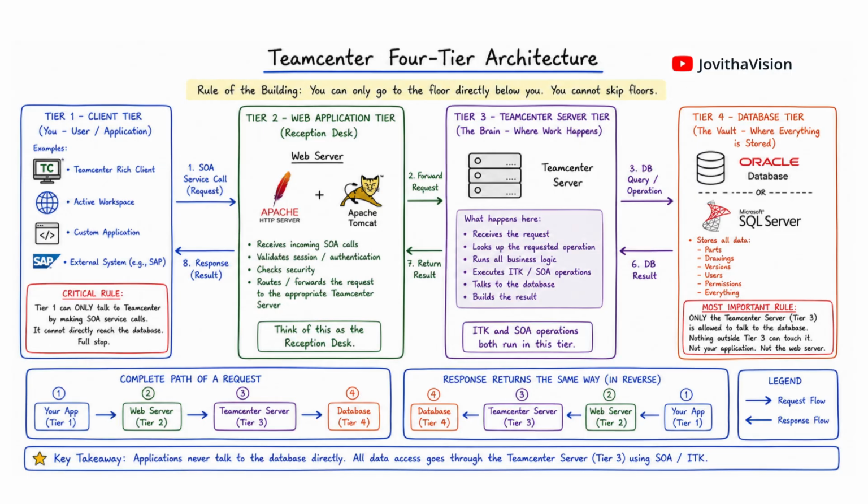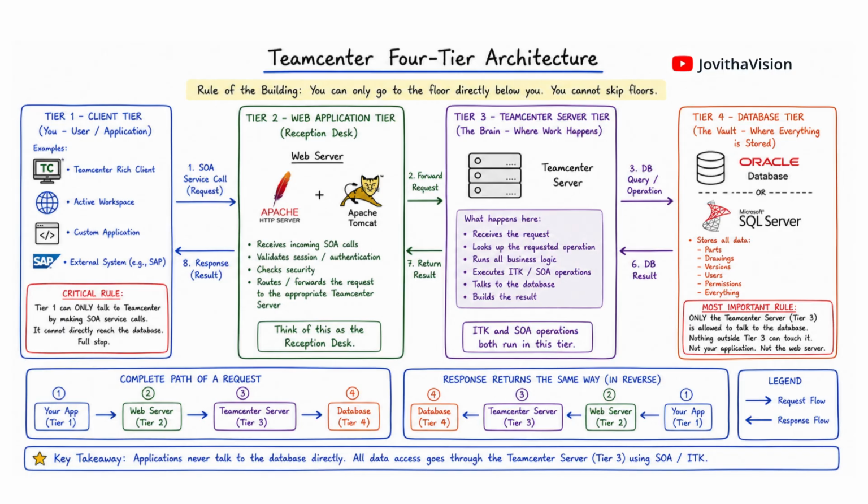Tier 2, the web application tier. This is the reception desk. When your application in Tier 1 makes a service call, it doesn't go directly to the main server. It first goes to the web application tier. This is a web server, Apache HTTPD and Apache Tomcat running on a separate machine. Its job is to receive the incoming calls, check that you have a valid session, and forward the request to the right Teamcenter server. Think of it like a reception desk in an office building. It receives visitors and directs them to the right department.